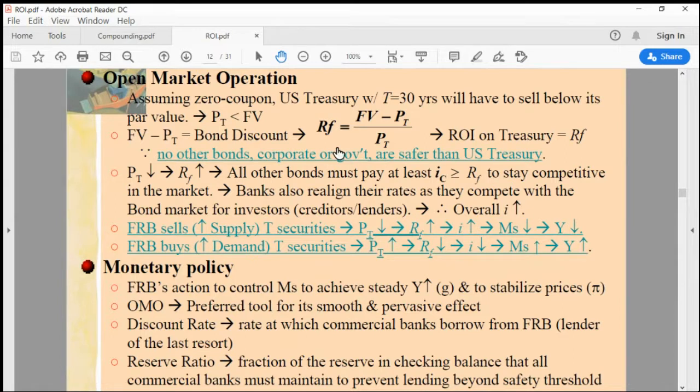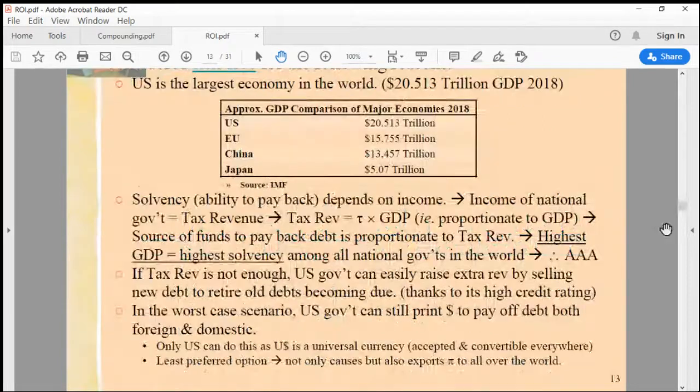Why? We're going to get into the reason behind it shortly. But think about it. No other bonds, corporate or government, are safer than U.S. Treasury. The U.S. federal government is the safest borrower in the world. Why is that the case? Let's take a look.